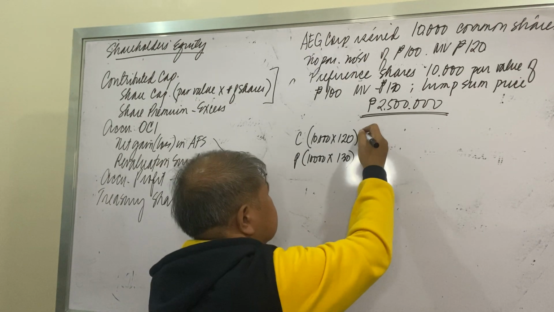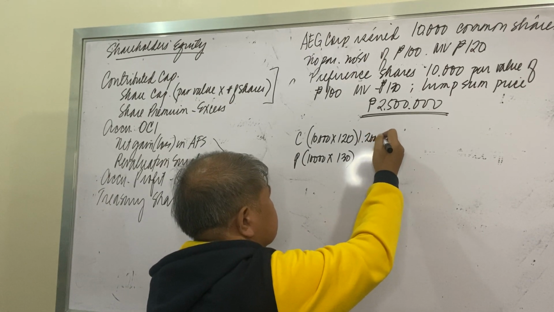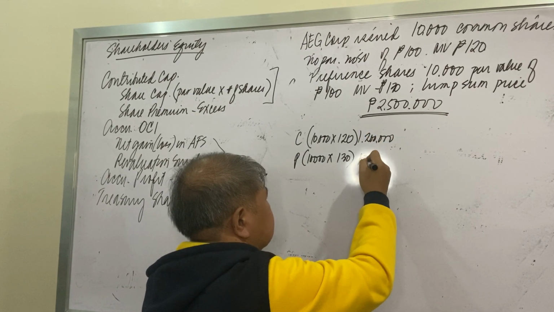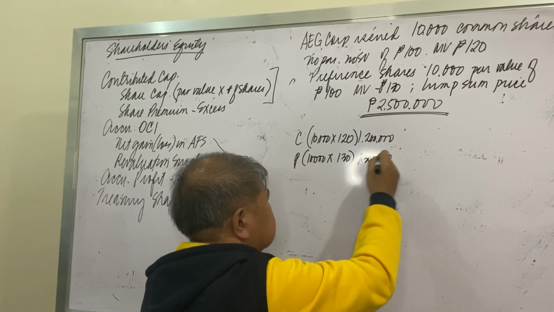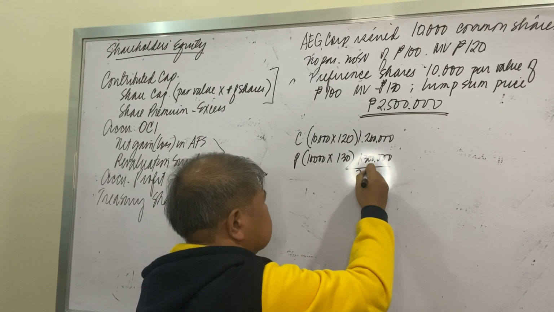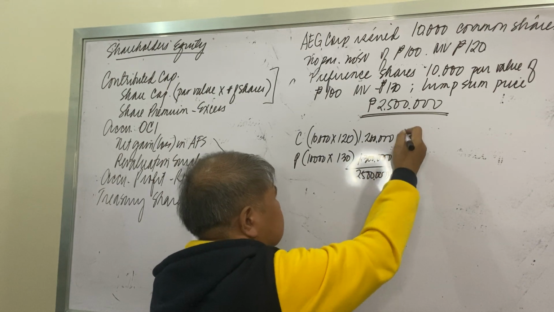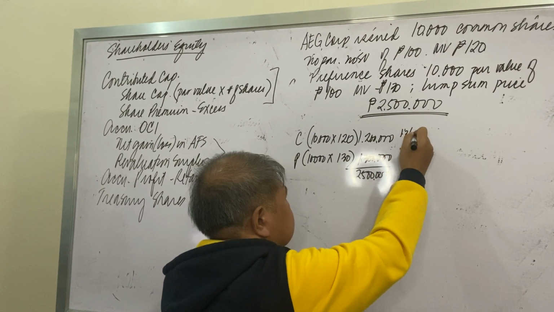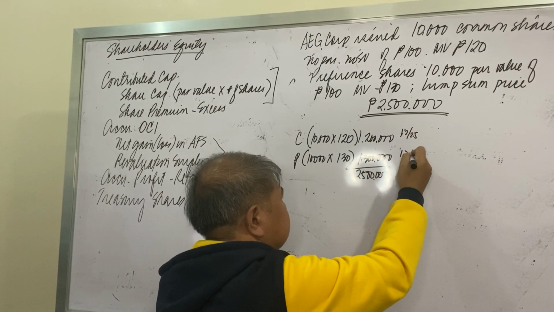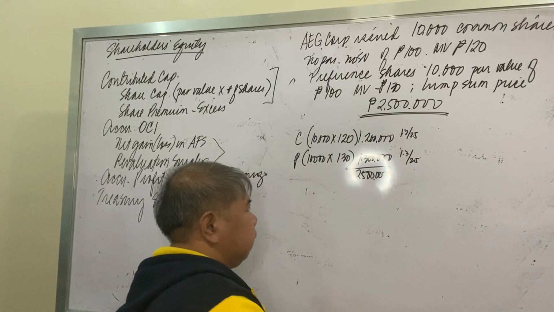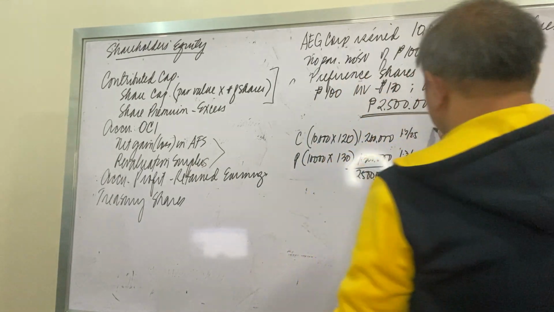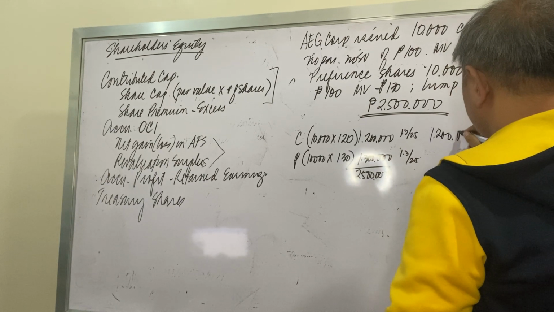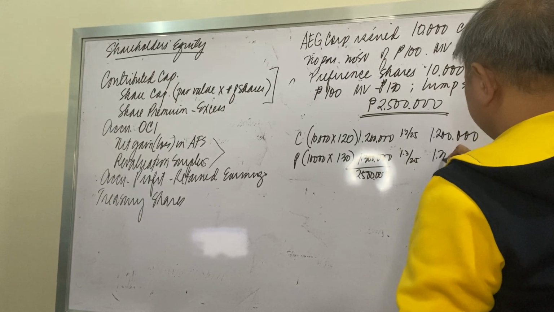So therefore, this is 1,200,000 and this is 1,300,000, for a total of 2.5 million. So the allocation would be 1.2 divided by 2.5 and 1.3 divided by 2.5. Essentially the same, that's 1.2 million and 1.3 million.